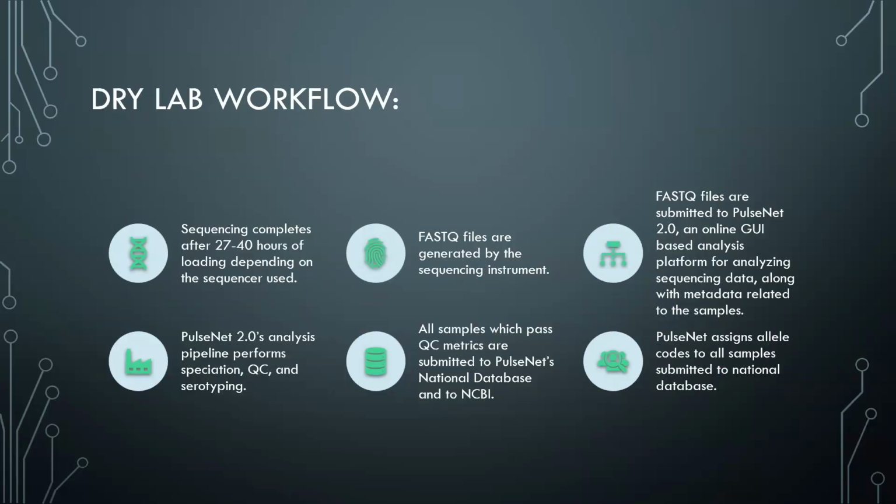And then all samples which pass QC, we submit to the national database that PulseNet monitors and keeps, as well as to NCBI. PulseNet assigns something called an allele code to all of their samples that are submitted to the national database, and that's what we largely use for cluster detection.